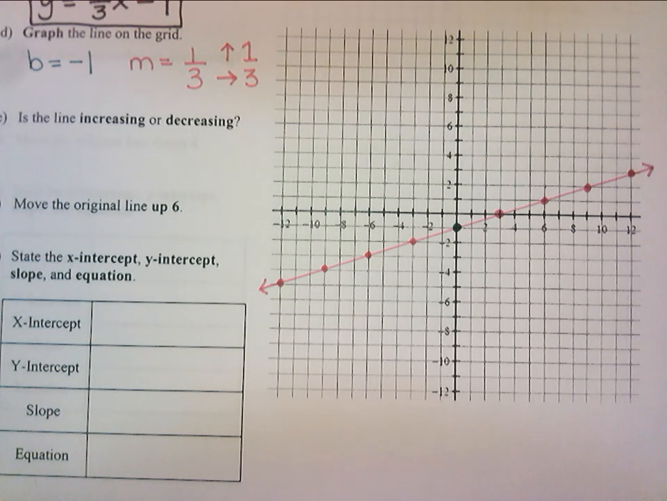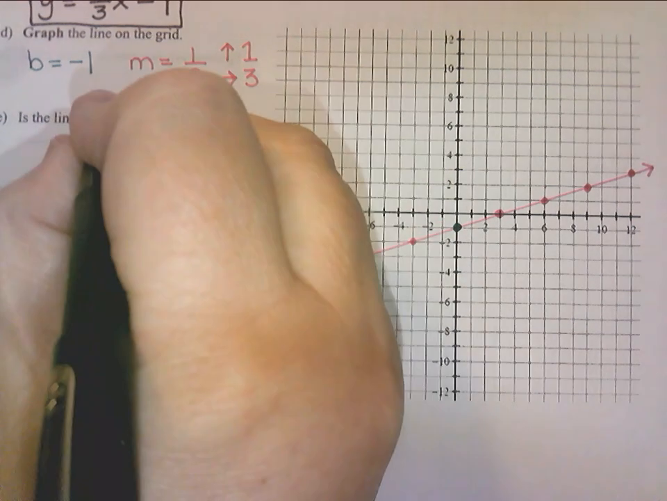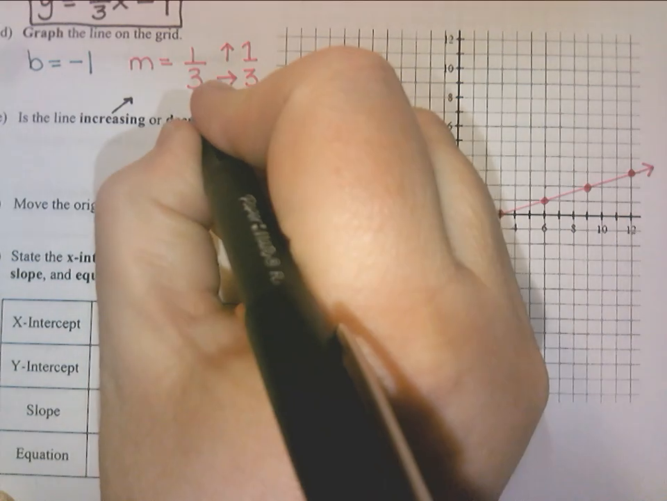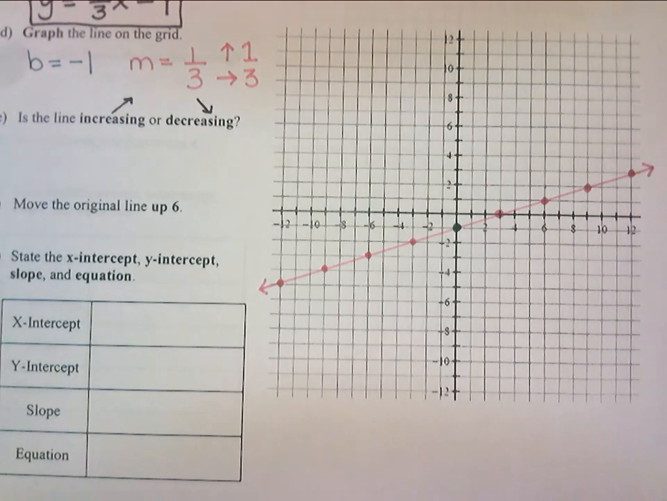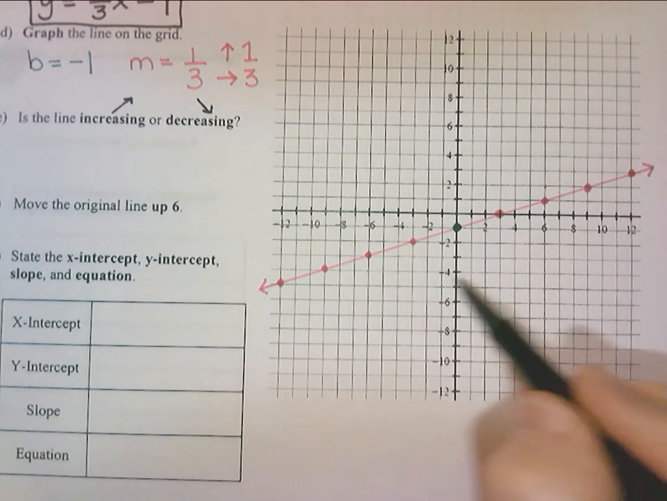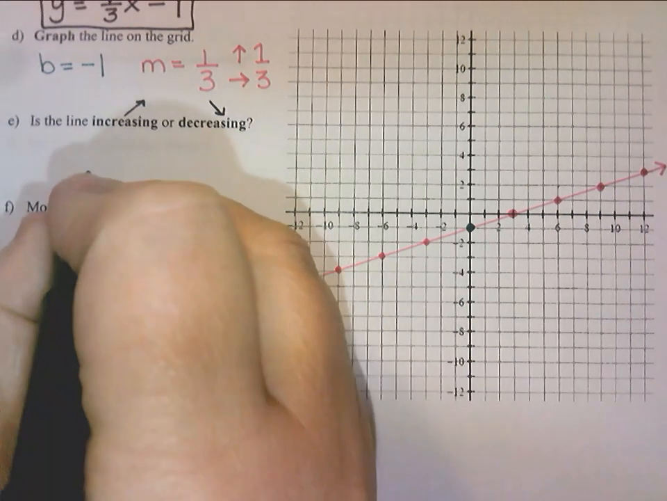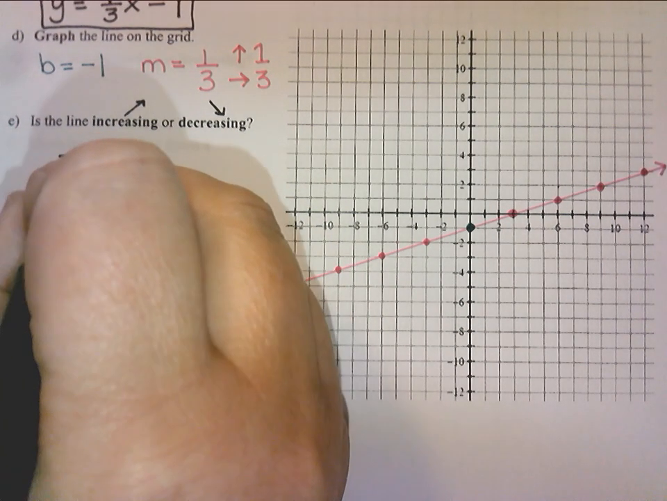There's a follow-up question that asks, is this line increasing or decreasing? So increasing means the line is going up from left to right. Decreasing means our line is going down from left to right. I notice as I go from left to right, my line is definitely going up, so I would say that it is increasing.